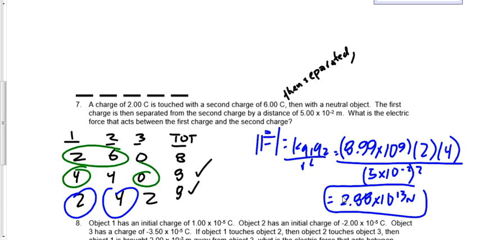Now, is that going to be an attractive force or a repulsive force? Emmerich, do you know if it's attractive or repulsive? How do you know? Yeah, both like charges, +2, +4. It doesn't say what's the magnitude. It says what's the force, right? So we should indicate a direction somehow. That it's a repulsive force.